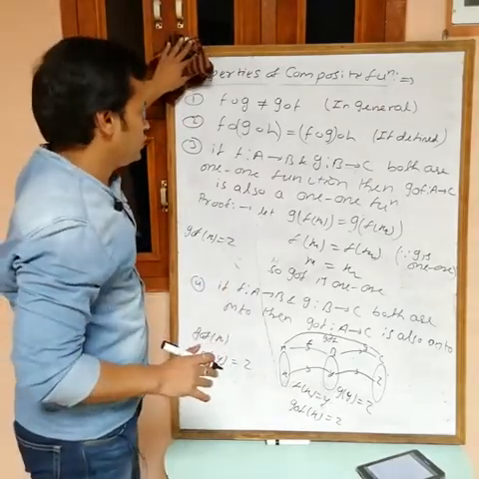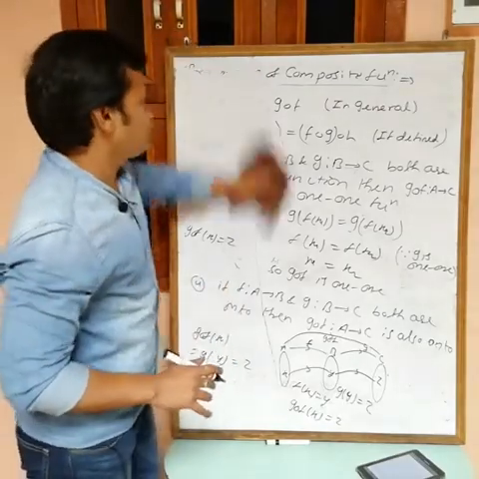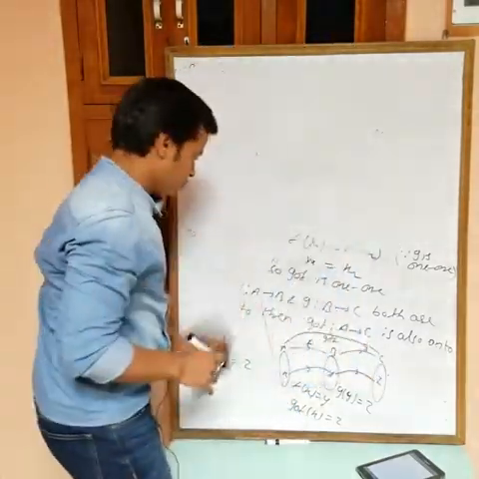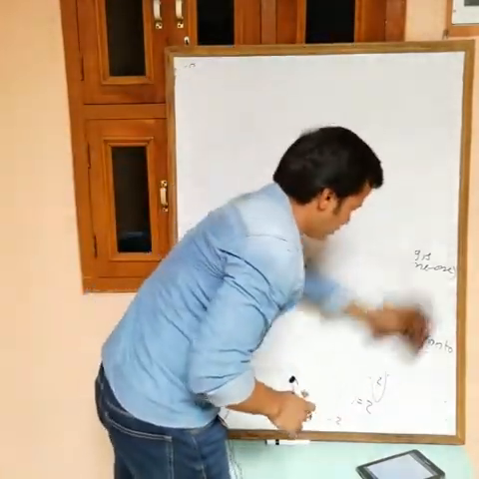So for now we have two remaining properties, the fifth one and the sixth one. Okay, one minute.